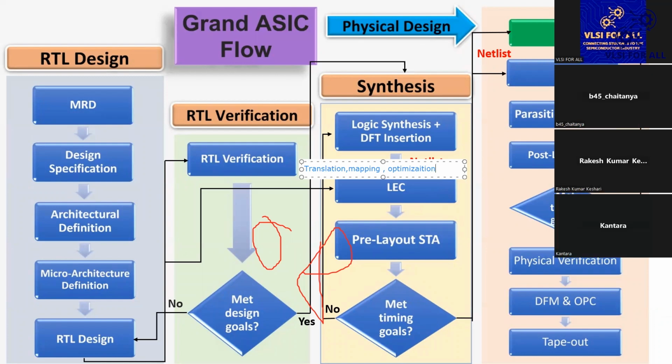Is it translation, or is mapping like technology mapping? Yes, technology mapping with respect to a particular fab. Yes. What is translation over here? Translation means we are converting each and every instance in the RTL code into a particular block, and that happens during translation. I hope you got it.